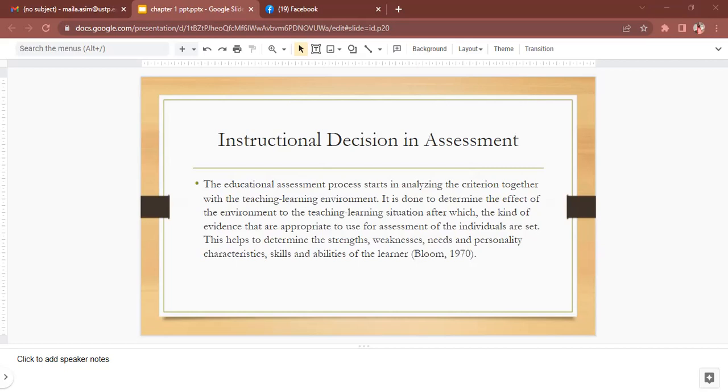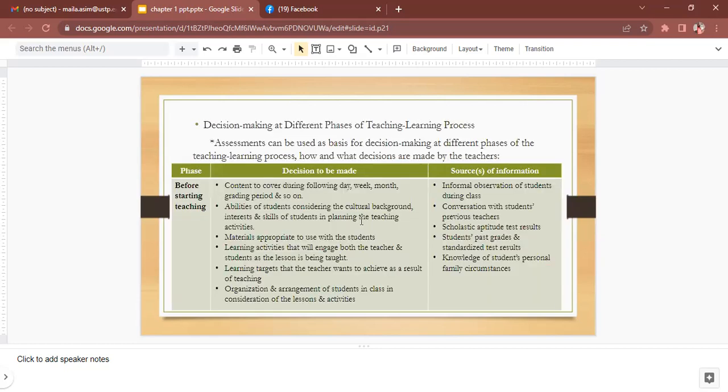This is the major objective of educational assessment, and that is to have a holistic appraisal of a learner, his or her environment, and accomplishments. So the educational assessment process starts in analyzing the criterion together with the teaching-learning situation, after which the kind of evidence that is appropriate is determined. So we are talking about what are the things to do in instructional decision in assessment. So let's move on here.